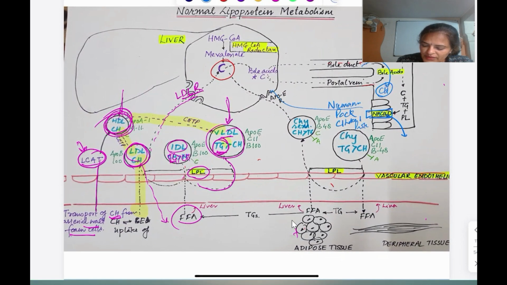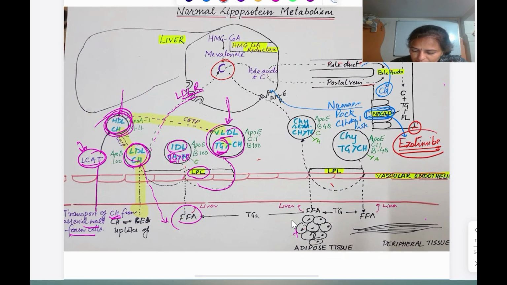Now if we give any drug which is going to inhibit this, okay? So what is that drug? That is Ezetimibe. So this is the drug which acts by inhibiting the intestinal cholesterol absorption or intestinal sterol absorption, both dietary cholesterol and the cholesterol which is coming with the bile acid. So this is Ezetimibe.